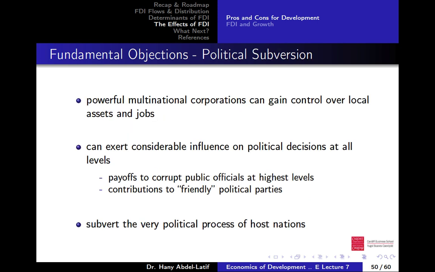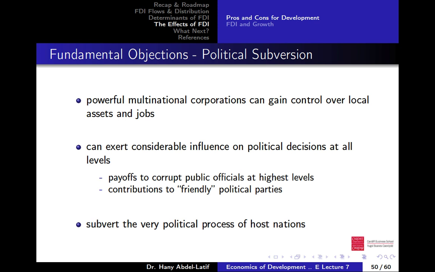I think this one is the more serious one because, as I said, these multinational corporations are very powerful. They can gain control over local assets and jobs, so they can have some sort of influence over the government. Okay? So that means they will have influence over the decision-making process in those countries. And this could happen in many ways. Well, you could actually just pay corrupt leaders, and then you get what you want. You take what you want.